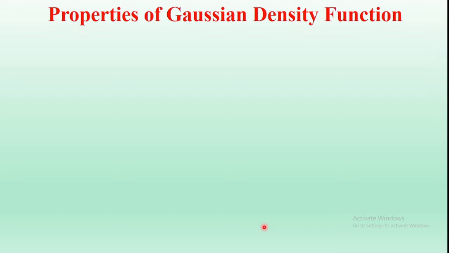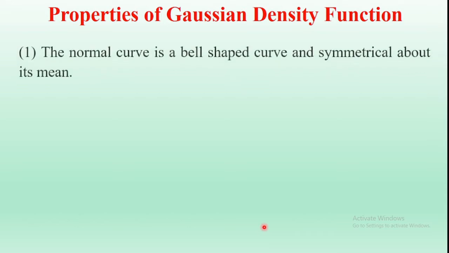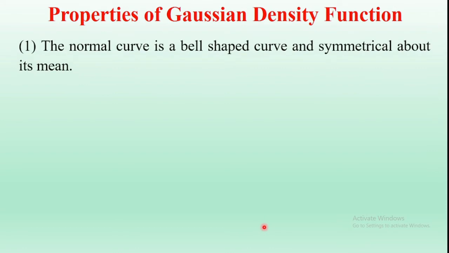In this video, I am going to discuss the properties of the Gaussian density function. There are some important properties of the Gaussian density function. The first one: the normal curve, or the bell curve, is a bell-shaped curve and it is symmetrical about its mean, x is equal to m. That is the first property.